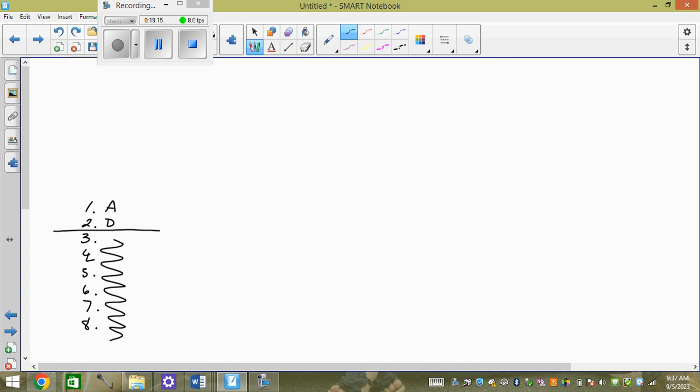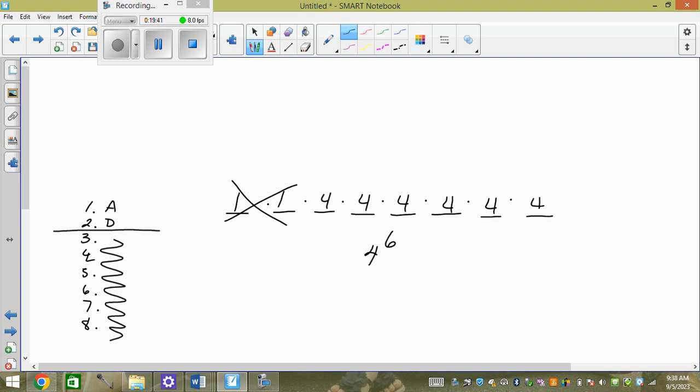And then how many do I have left for 3 to 8? How many options on each one? 4. A, B, C, D, right? A, B, C, D, A, B, C, D. So I could go 1, 2, 3, 4, 5, 6, 7, 8: 1, 1, 4, 4, 4, 4. Or I could, as you guys said, there's only 6 parts because the first 2 don't matter. They didn't get washed away. So it would be 4 to the 6. Either way, still the same answer.